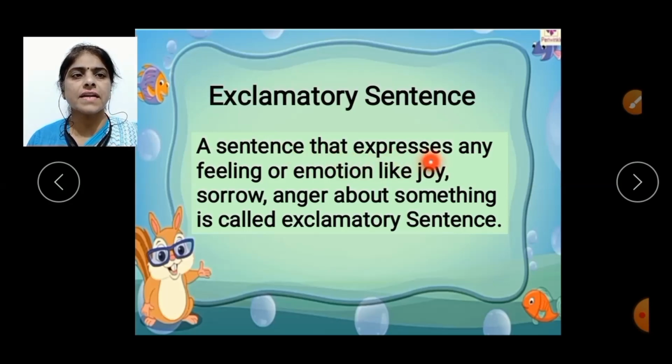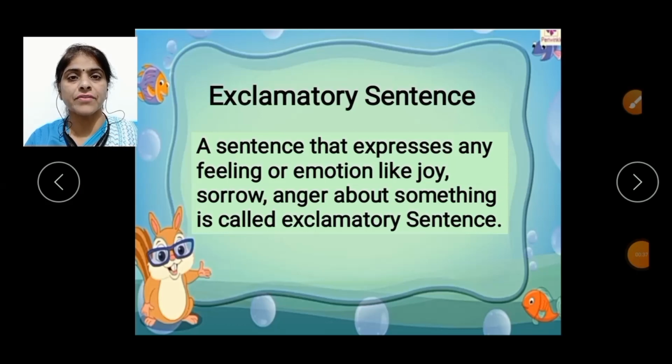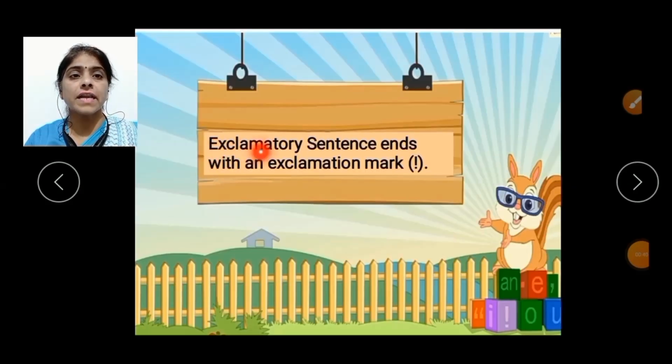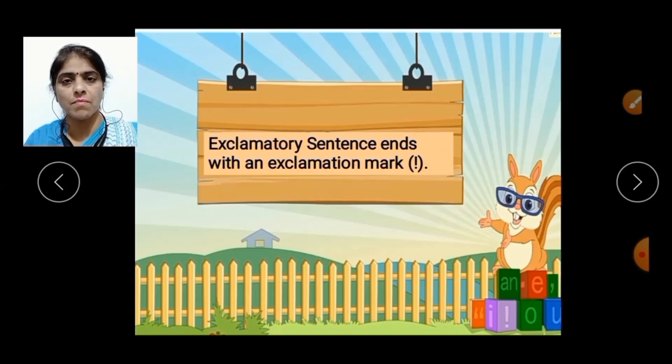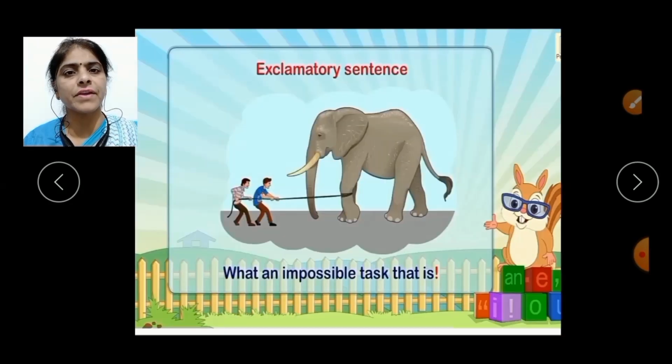A sentence that expresses any feeling or emotion like joy, sorrow, anger about something is called an exclamatory sentence. Now don't forget one thing about exclamatory sentences, that they always end with an exclamation mark. These sentences begin with a capital letter and end with an exclamation mark. Now let's have some examples of exclamatory sentences.